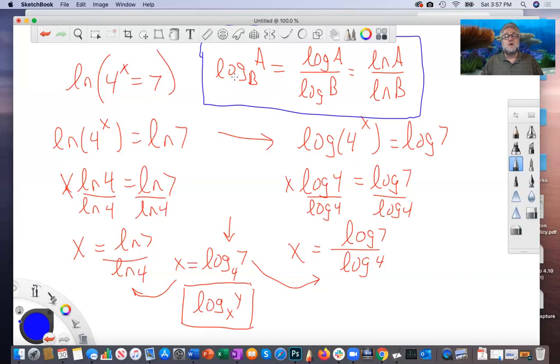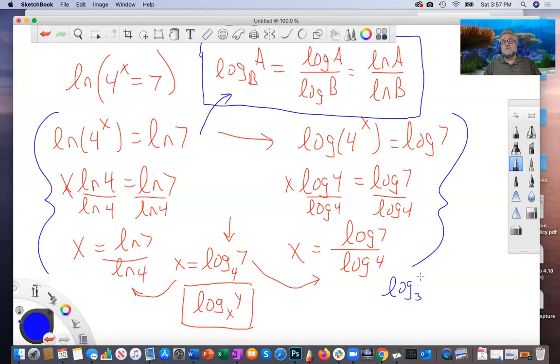Okay? Where you can put log of a on the top, log of b on the bottom, or natural log of a on the top and natural log of b on the bottom. And this is kind of how we prove that that's legal. Okay? So you absolutely want to write this down, because you're going to use it, and people are going to come to a test and they're going to get log base 3 of 7. How do you do this?